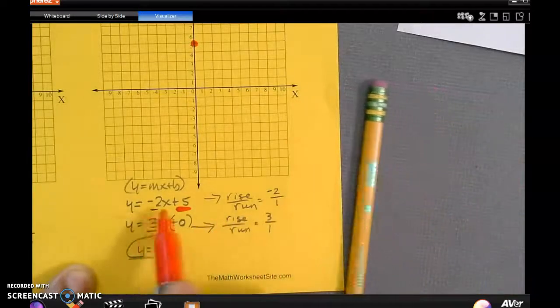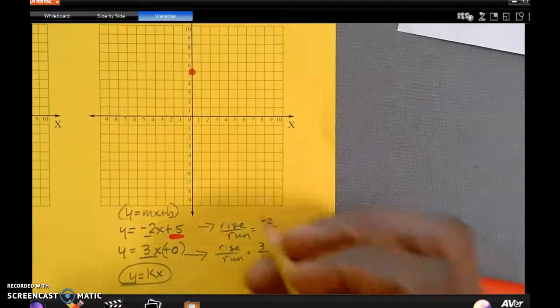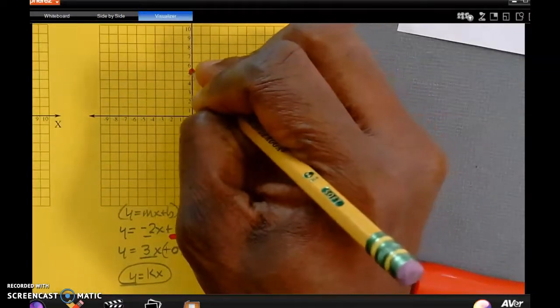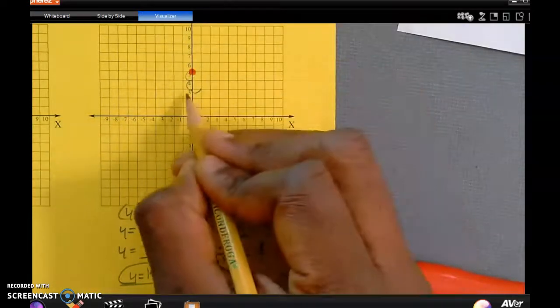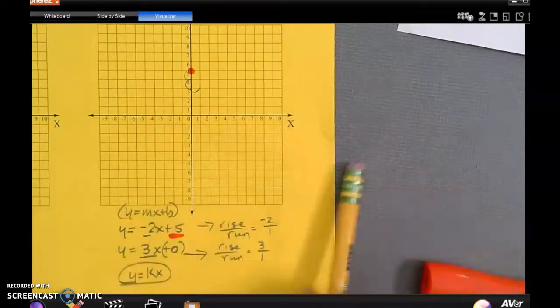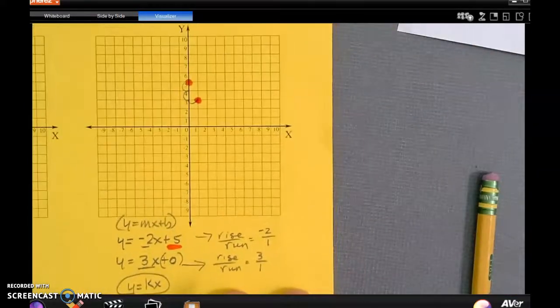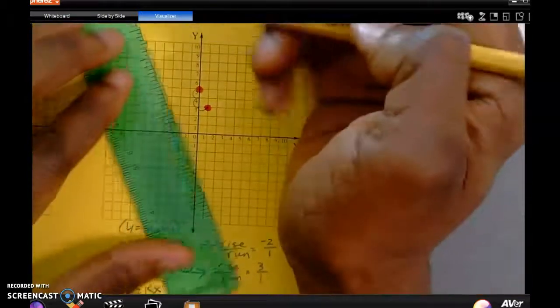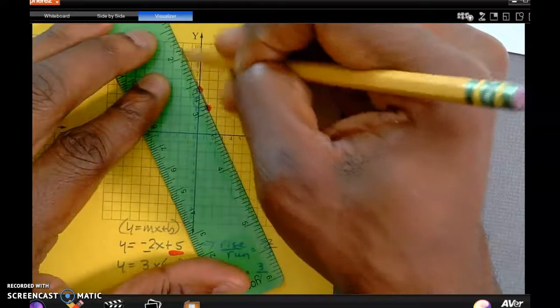But let's go back up here to this equation. I know that my rise over run is going to be negative 2 over 1. That means I go down 2, that's 1, 2, and go over positive 1. If it was going to be negative, I would go that way, but it's not. So this would be my first 2 points. I'm going to go ahead and connect these. I'm going to try my hardest to make sure that it's perfect.